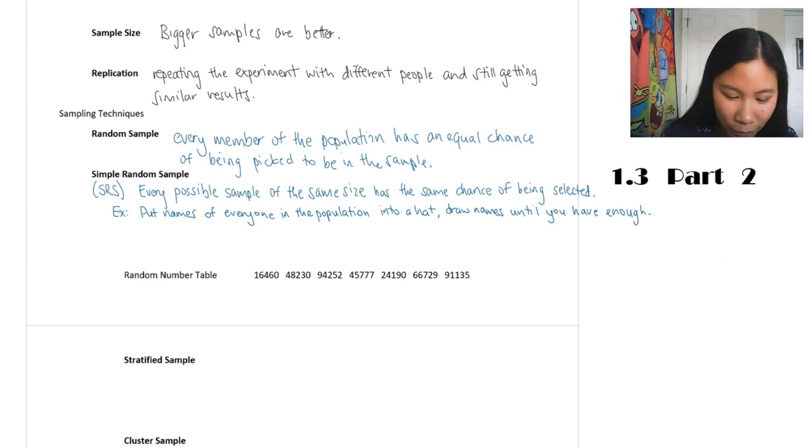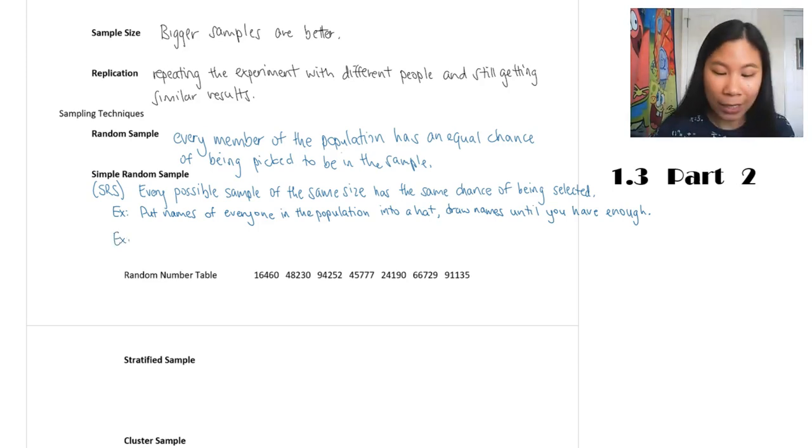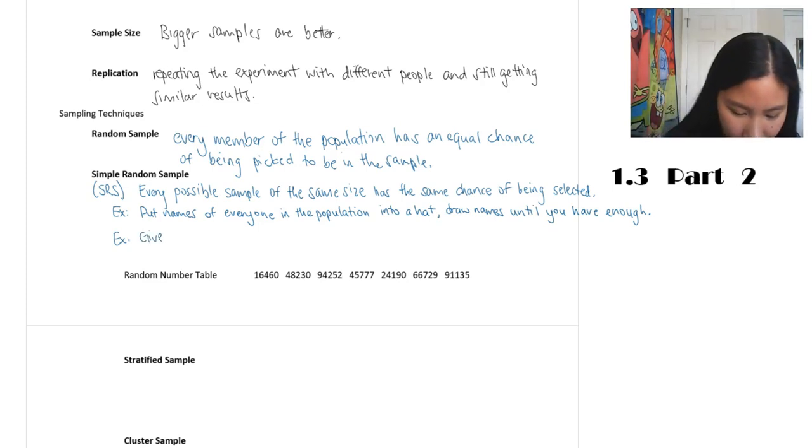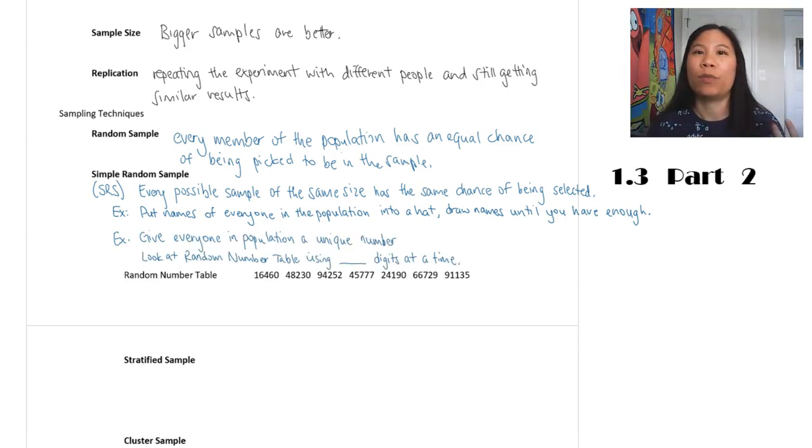So what we want to do with a random number table is assign every person in the population a number. Once we've given everybody a number, we look at the random number table using blank digits at a time. The way we determine that blank depends on how many people are in your population. So let's say we're trying to do a study about West Broward students. The entire population of West Broward students would be like 2,700 kids or something.